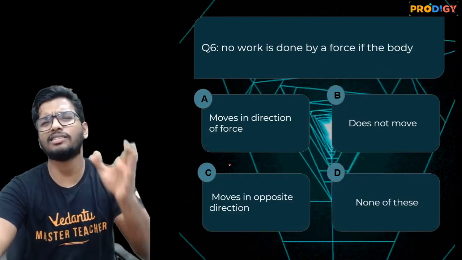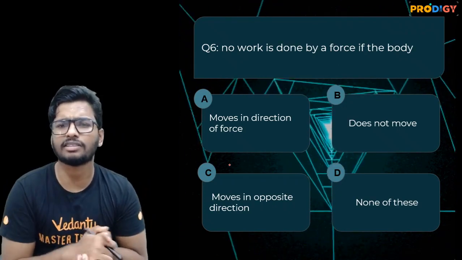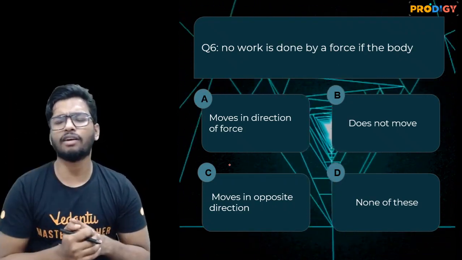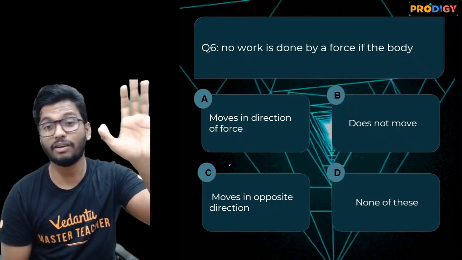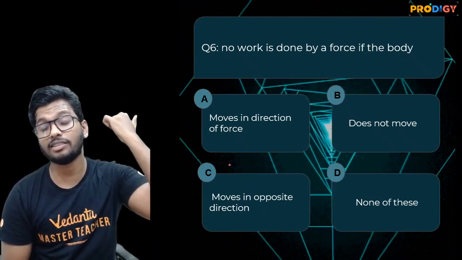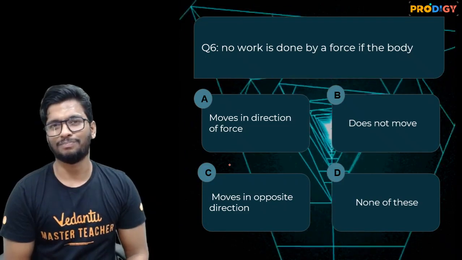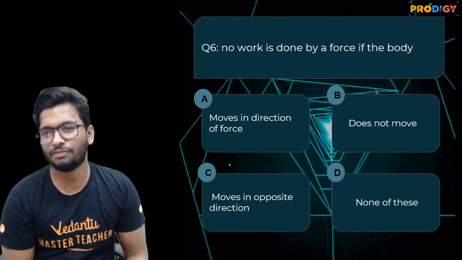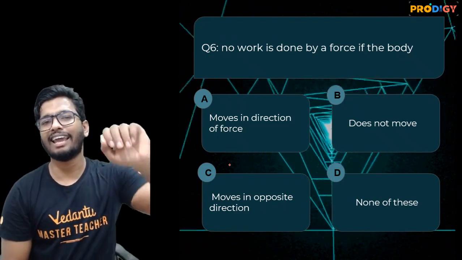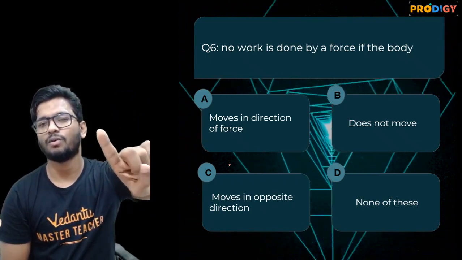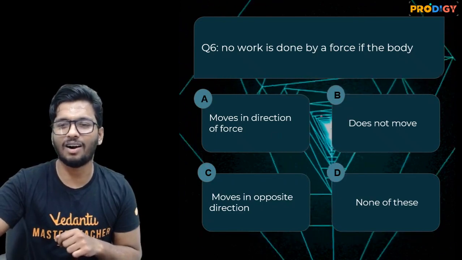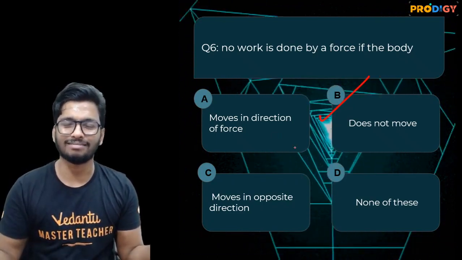The sixth one is another easy peasy one. The question is this: no work is done by a force if the body moves in the direction of force, does not move at all, moves in the opposite direction of the force, or none of the above. No work is said to be done by the force if the body... It is option number B. That is the answer, guys.